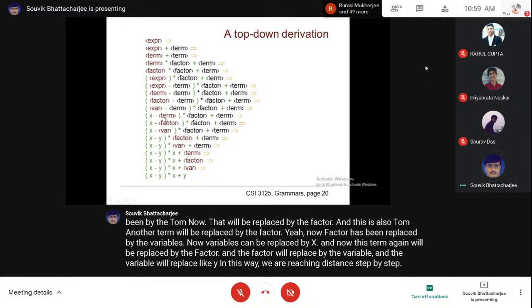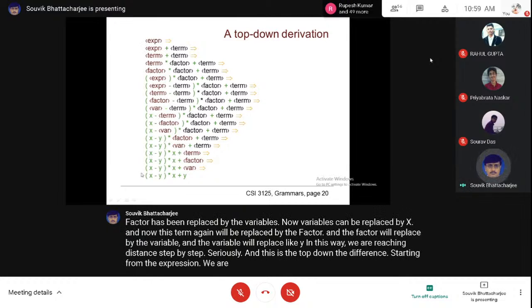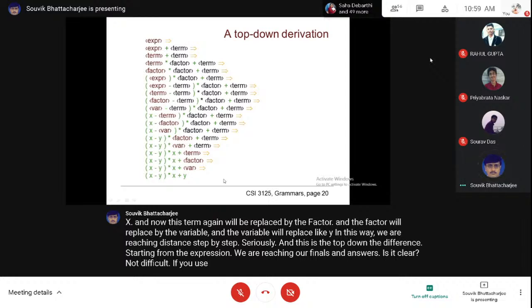See this. And this is the top-down derivation. Starting from the expression, we are reaching our final sentences. Is it clear? Not difficult if you use the production rules properly. Just see these things and ask me if you have any doubts.